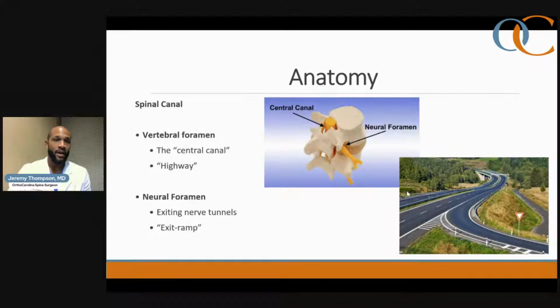So the spinal canal is actually made up from the little holes on each vertebra, and these holes are stacked up on top of each other. There's the vertebral foramen, or the central canal. It's like the main highway where the nerves travel from the brain through the spine. And then at each level between the spine bones, the vertebrae, nerves exit through the neuroforamen. I call that the exit ramp, when the nerves leave the spine.